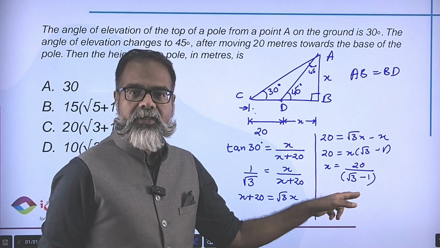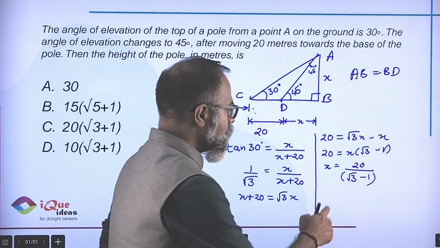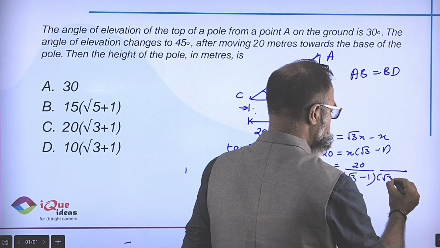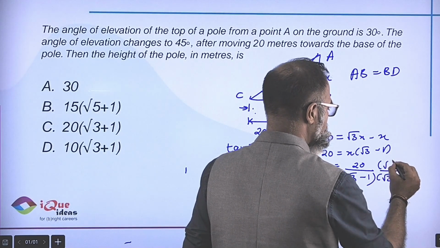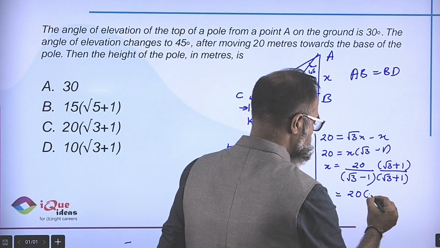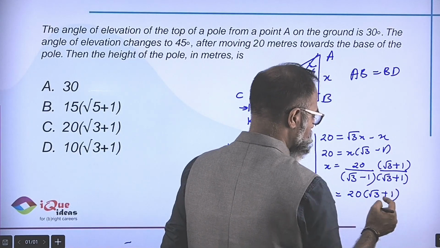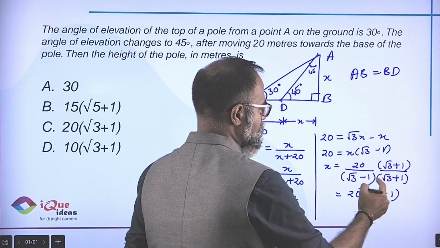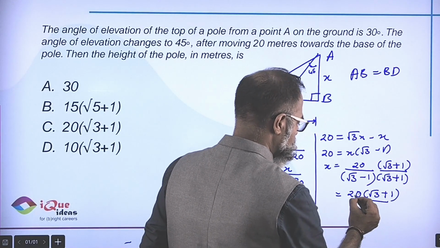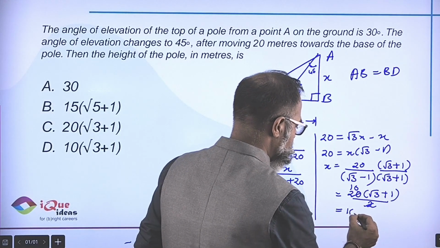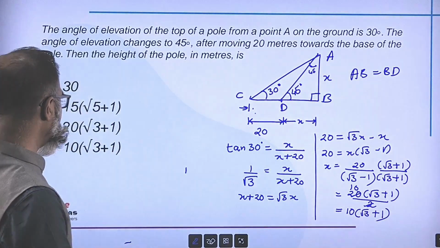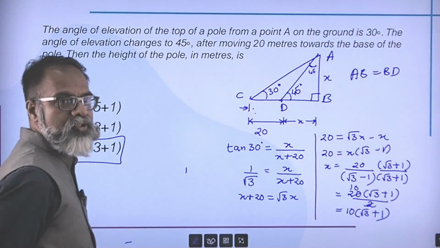So let's simplify the denominator. The way to do it is, if root 3 minus 1 is one of the things, I multiply by root 3 plus 1. So multiplying and dividing by root 3 plus 1, this becomes 20 into root of 3 plus 1. A minus b, a plus b is a square minus b square, which is root 3 square is 3 minus 1 square is 1, 3 minus 1 is 2. This cancels out to 10. I get 10 into root 3 plus 1. And 10 into root 3 plus 1 is definitely one of the options given to me.